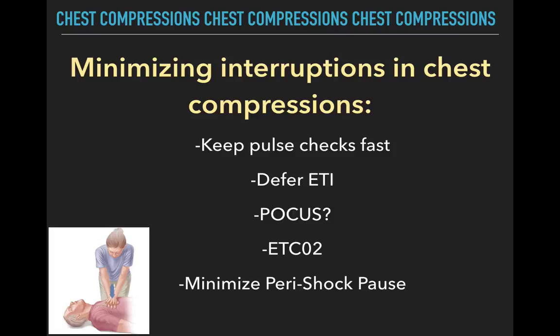The guidelines recommend Q2 minute pulse checks, and we've been doing this for years, but the reality is that you really need to focus on keeping pulse checks really quick, because you want to minimize that interruption, and that is a place where a lot of interruptions occur. Now, one way to do this is you just stop chest compressions, and you look at the monitor and you look for an organized rhythm. If you don't see an organized rhythm, then just get back on the chest.